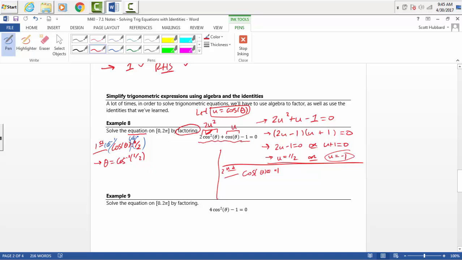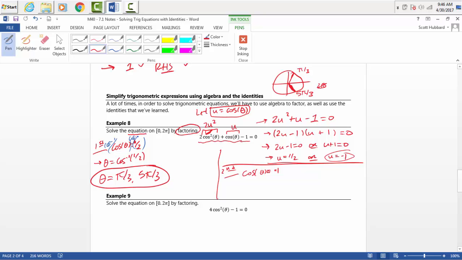We could just say, okay, this question is asking us: what angle makes cosine produce half? And on the unit circle, half for cosine is going to be the bigger angle in the first quadrant right here. So that's pi over 3. But it's also going to be down here as well, which will be 2 pi minus pi over 3. So that's 5 pi over 3. And so our answer is going to be pi over 3 and 5 pi over 3 for that part. Okay.